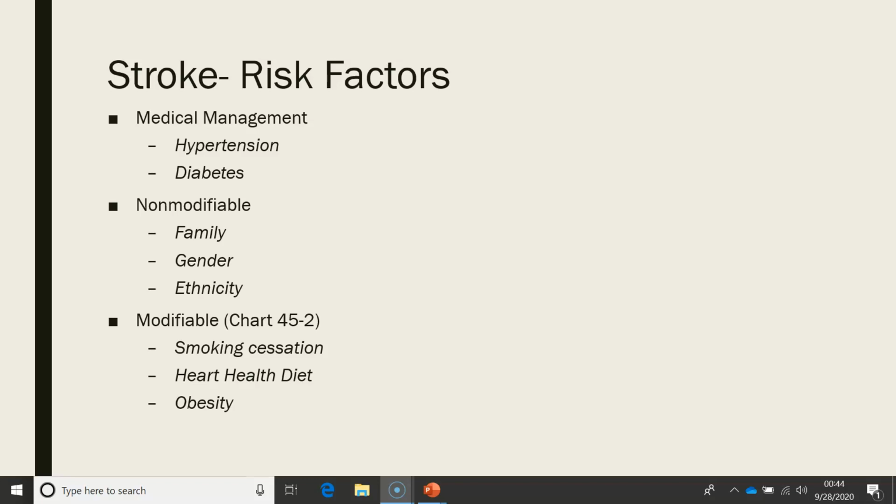Again, modifiable risk factors would be your sedentary lifestyle. Getting up and moving just a little bit can decrease both your cardiac risk factors, including that of a stroke.